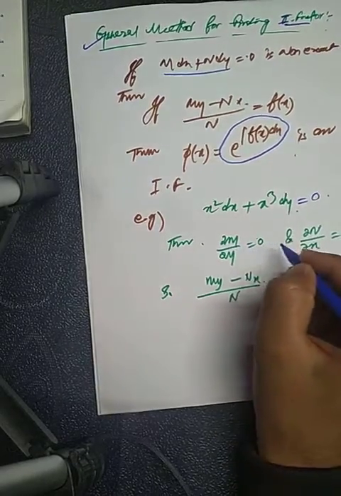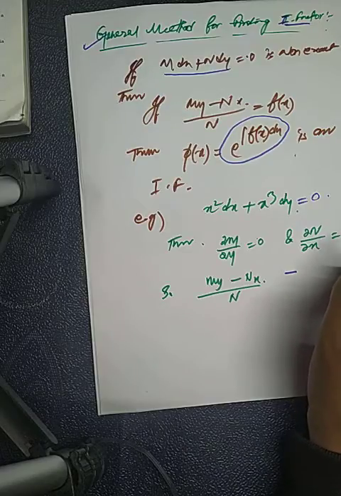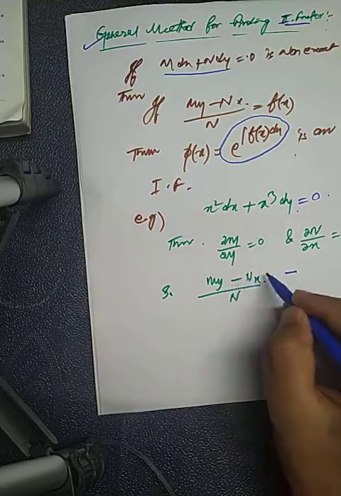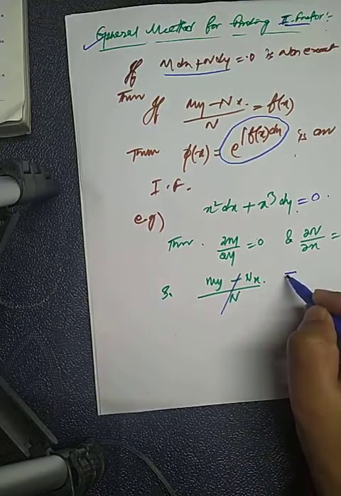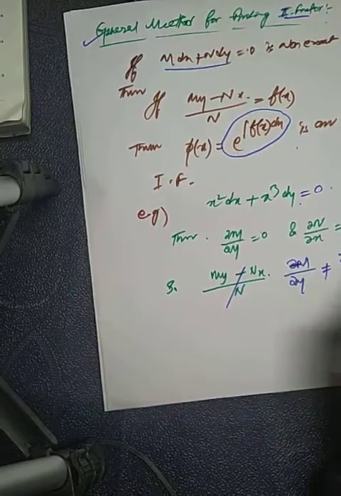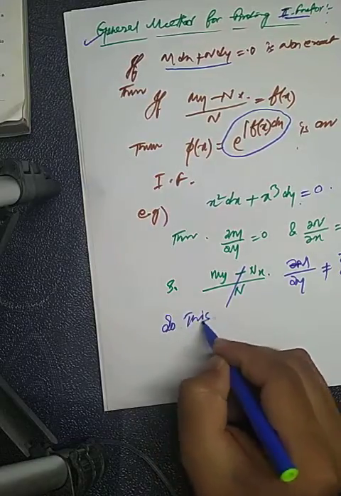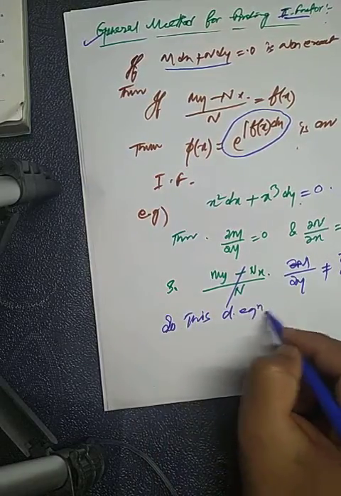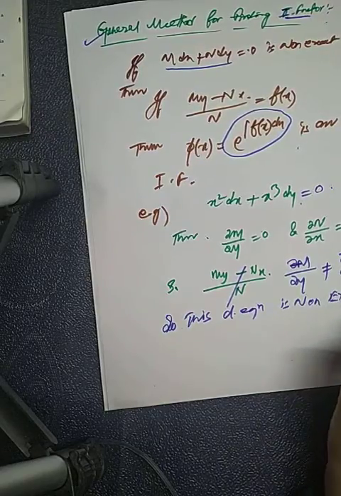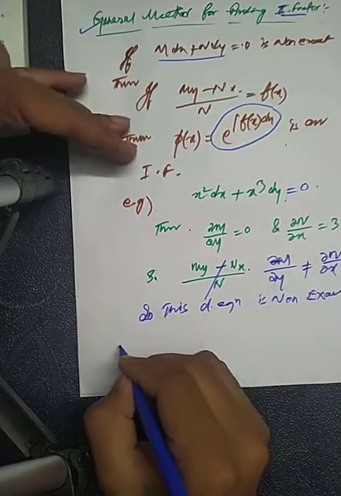∂M/∂y is equal to 0 and ∂N/∂x is equal to 3x². So this is not exact, because ∂M/∂y is non-zero and not equal to ∂N/∂x. So this differential equation is non-exact, so its solution is by integration.